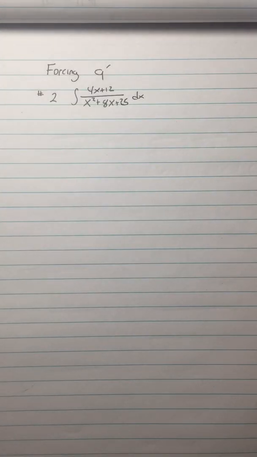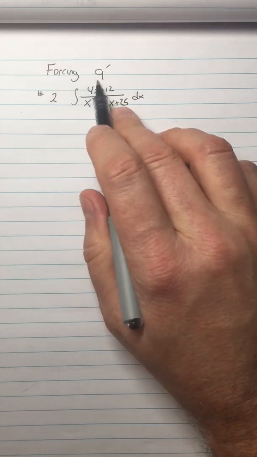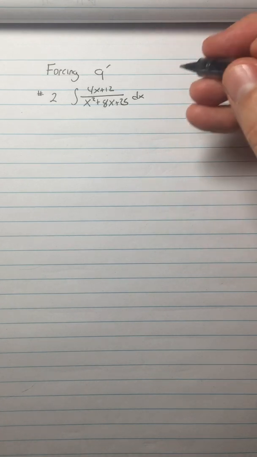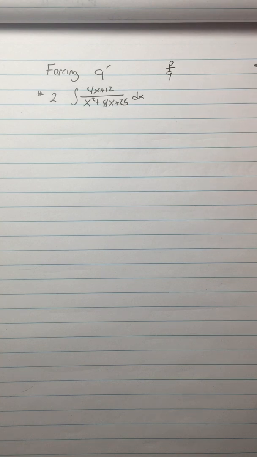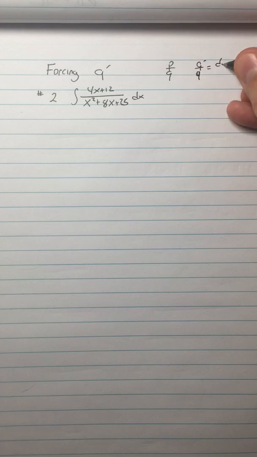All right, so here's number 2 from this. The technique, I actually call this technique forcing q prime. I sort of made that up. It doesn't really have a name. What I mean by that is if you have p over q, what you're always looking for is q prime over q, because q prime over q is du over u, and when I integrate that, I'm going to get ln of absolute value of u.